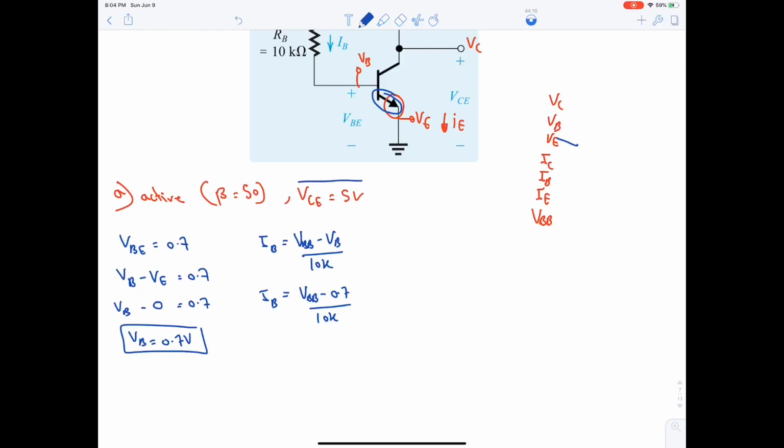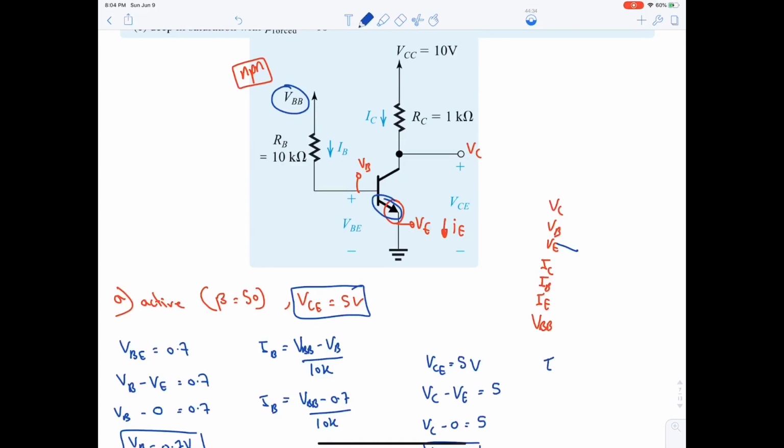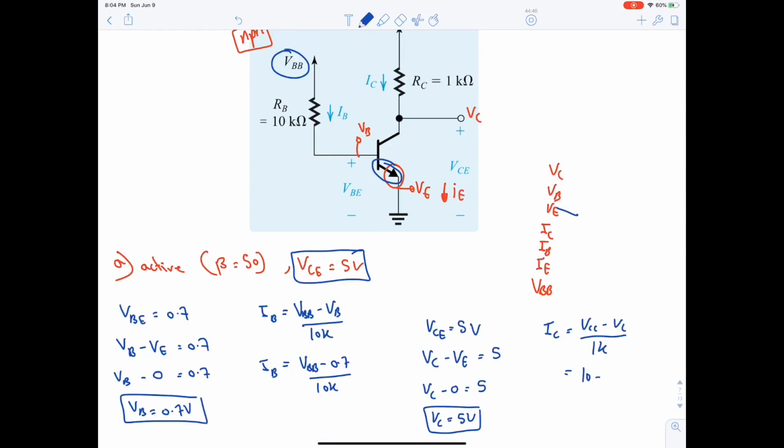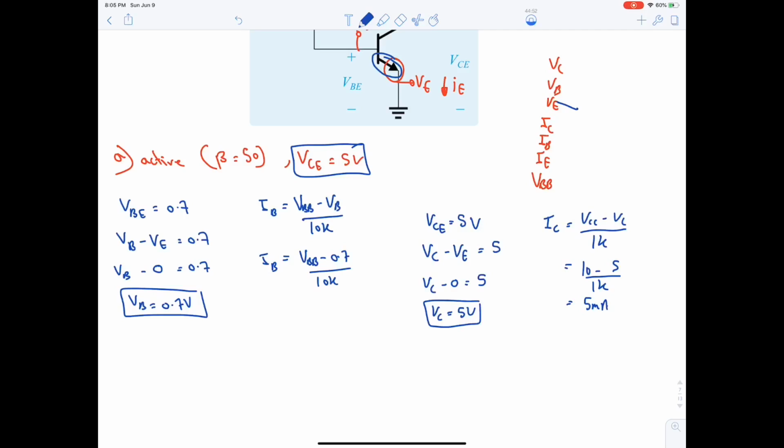Note that we were given this additional information. So VCE is equal to 5 volt, meaning that VC minus VE is equal to 5. VE is 0, so VC is equal to 5 volt. After finding VC, we can find IC through Ohm's law. So we will say that it's VCC 10 minus VC over 1K. 10 minus 5 over 1K. This will give us 5 milliampere. Okay, 5 milliampere. We found IC and we have beta.